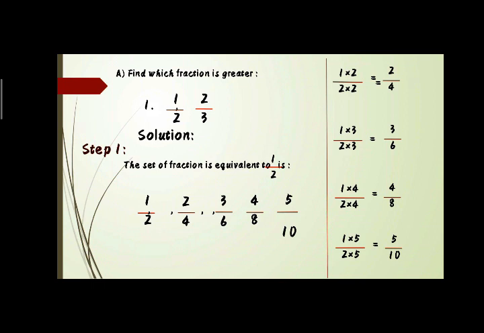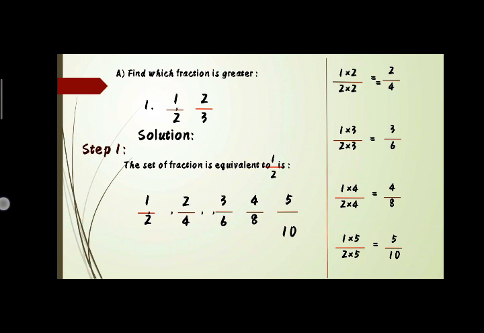First we build the equivalent fraction of 1 upon 2. Choose the multiplier 2 and build the equivalent fraction 2 upon 4. Again, change the multiplier, build the equivalent fraction 3 upon 6. Again, choose the same multiplier for numerator and denominator, the equivalent fraction becomes 4 upon 8. Now build one more equivalent fraction of 1 upon 2, change the multiplier to 5, and the equivalent fraction becomes 5 upon 10.